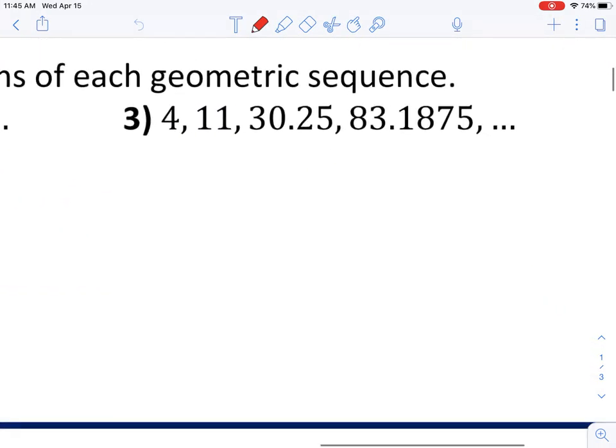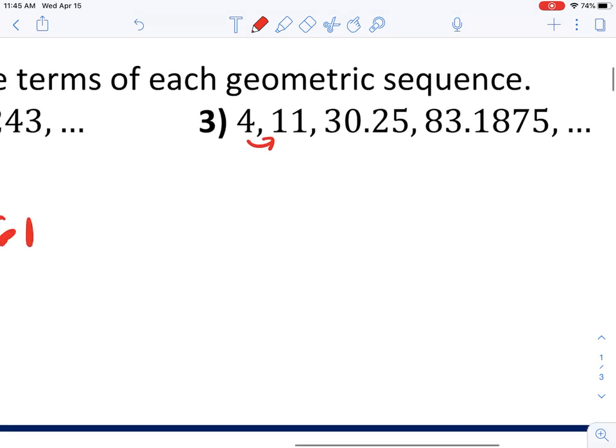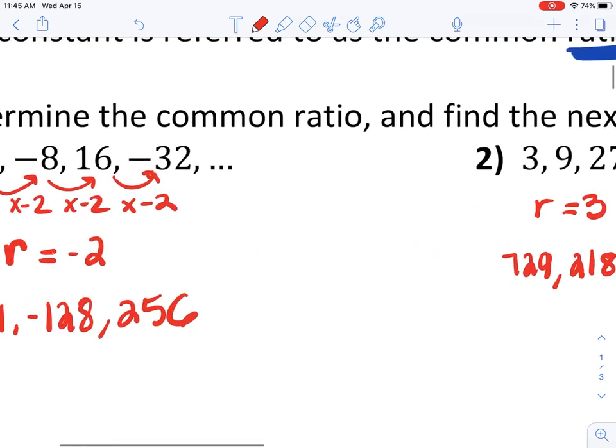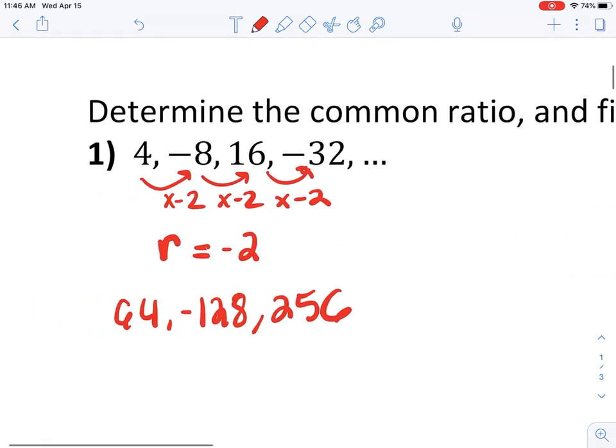Okay, so the next one here, if I'm looking to see if it's arithmetic, this is plus 7, and then this is plus 19, so it's not arithmetic. But then I'm asking myself, what do I multiply 4 by to get 11? Right? So now I'm like, 2 point something, and I just don't know what it is. So I want to look back at these right here to think, looking at these first two terms, how can I get a negative 2?